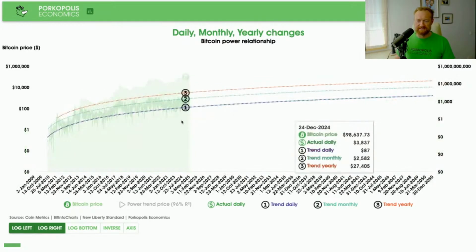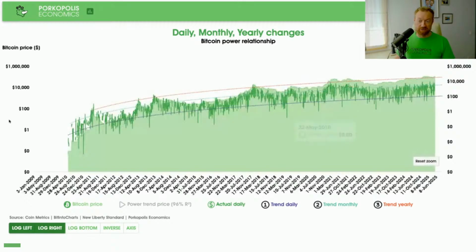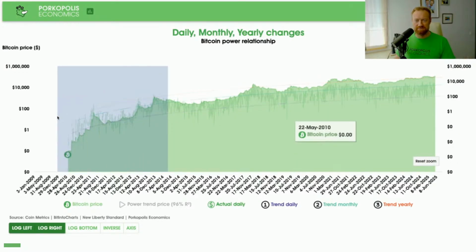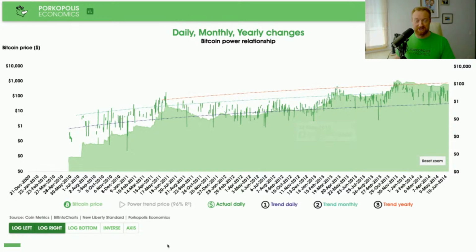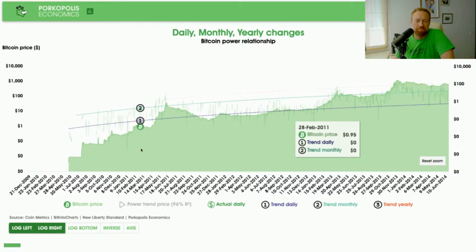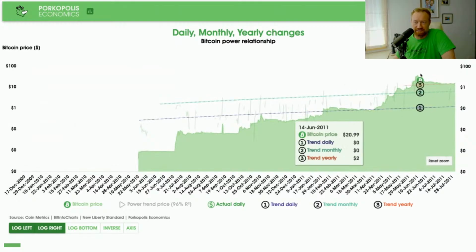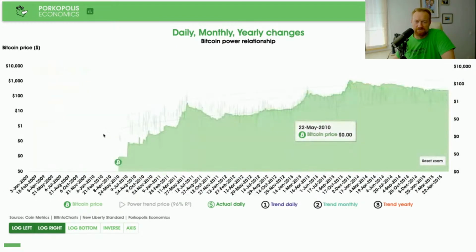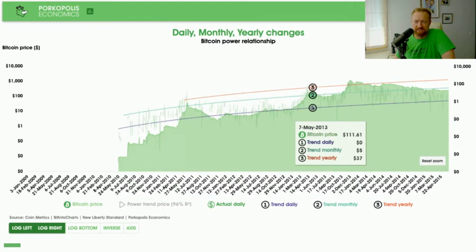What I'm looking for is the action compared to the smooth daily changes. It's really interesting because it's a pretty good valuation metric. Just looking at trend line daily, trend line monthly, and then trend line yearly changes. Anytime the daily change gets as high as the yearly on the trend, it calls a top. So we see it here in 2011, we see it here in the first top in 2013, and we see it here in the second top of 2013.